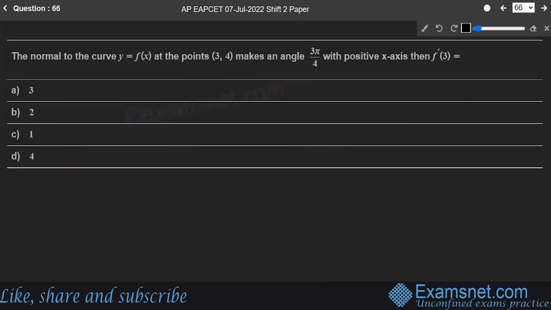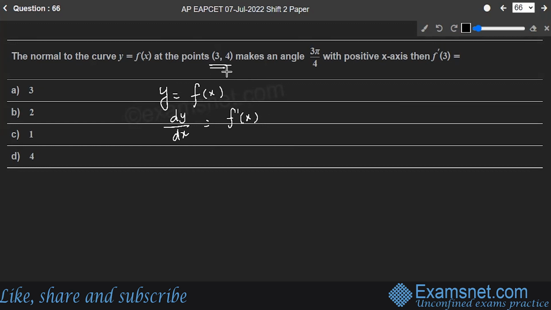Next is question number 66. The normal to the curve y is equal to f(x) at point (3, 4) makes an angle 3 pi by 4 with the positive x-axis, then f dash 3 is equal to? So, you are given y is equal to f(x). Let's find out the derivative. So, dy by dx is nothing but the derivative of this function as well.